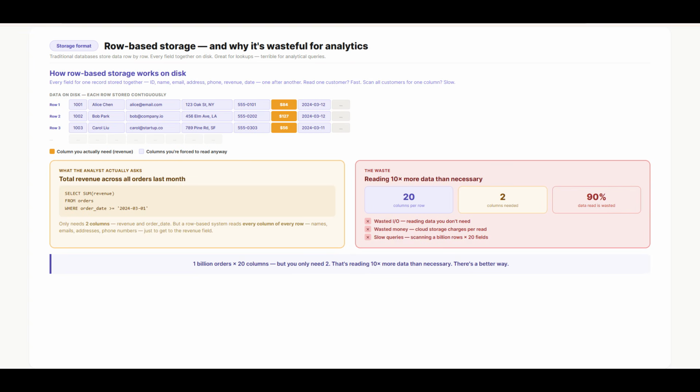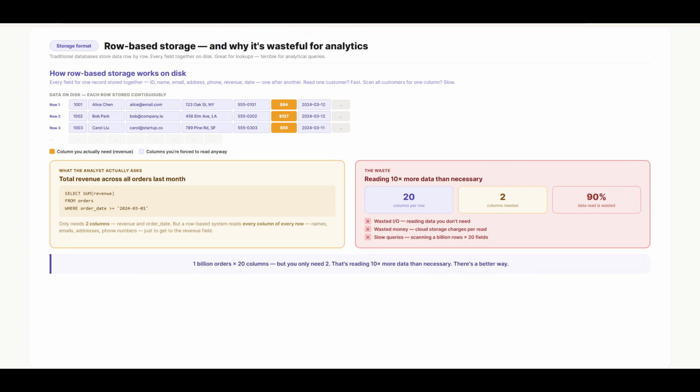Now let's talk about how data is physically stored, because this is one of those things that really clicks once you see it. Traditional databases, Postgres, MySQL, store data row by row. Every field for a customer, their ID, name, email, address, phone number, order count, sign up date, all stored together on disk one after another. When you look up one customer, that's great. You read one row, you get everything.